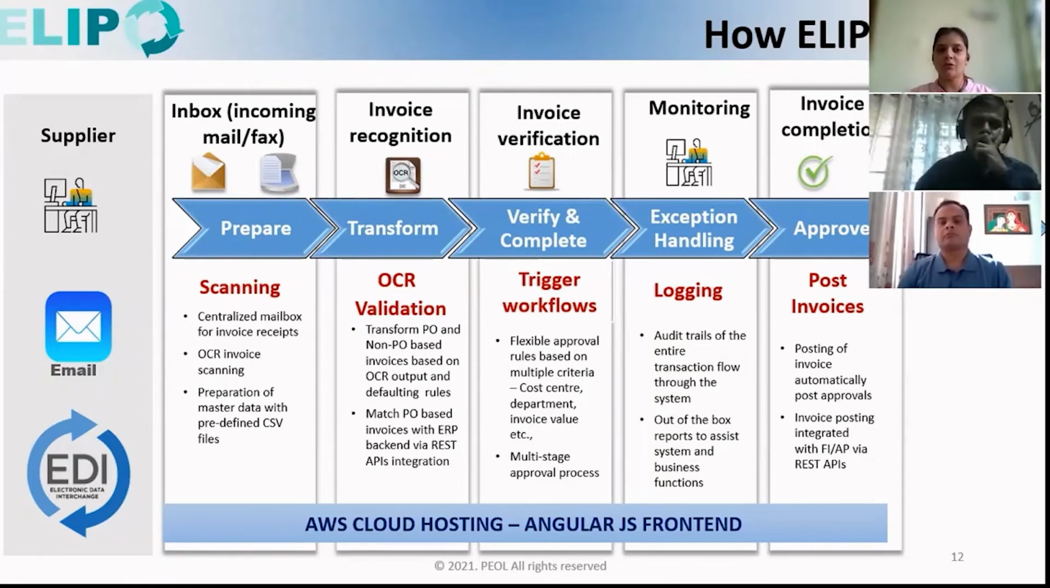Exception handling is done wherein the audit trails are available, so you can see what has happened to each invoice, where it is pending for approval, who needs to approve it, who all have approved it. So the complete audit trail is available in ELIPO.